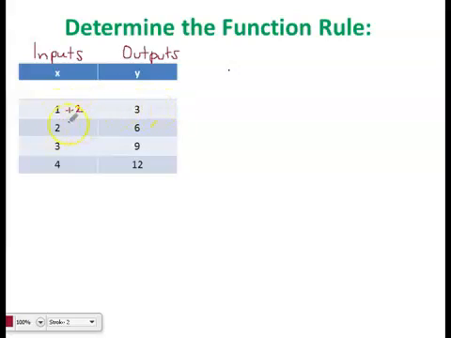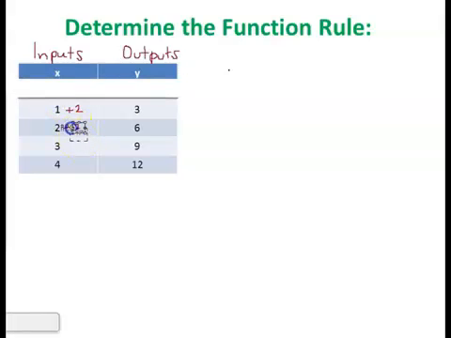Now, this function rule would have to work for all of our inputs and outputs. So let's check it. When we have an input of 2, we're going to get an output of 6. So let's try that rule: if I add 2 to 2, do I get 6? Does that work? No. So let's try again with another possible function rule. We know that plus 2 isn't going to work.